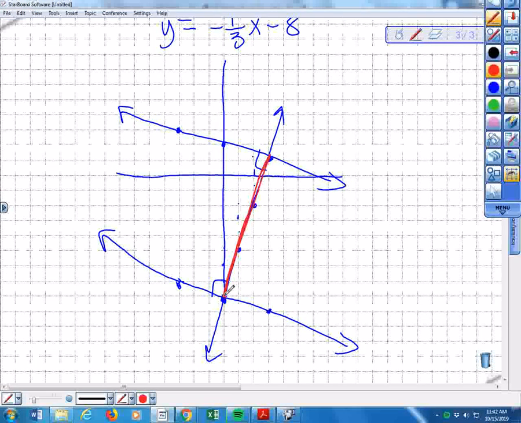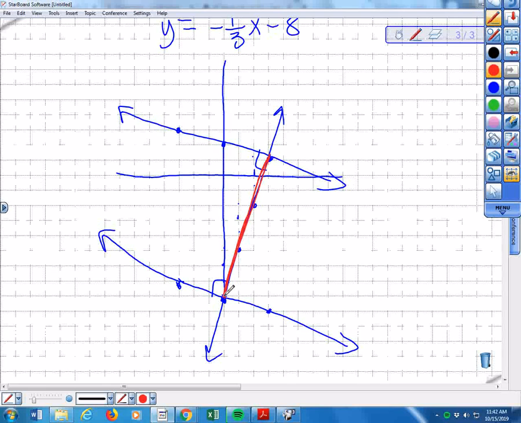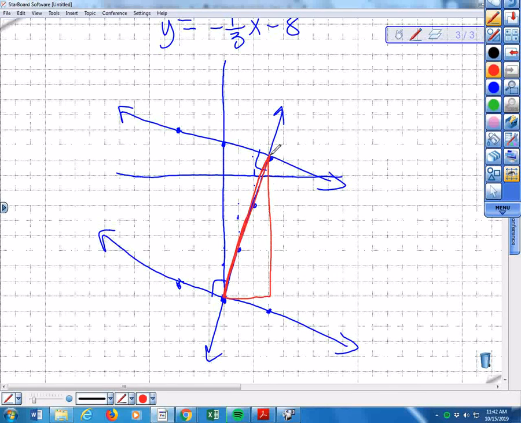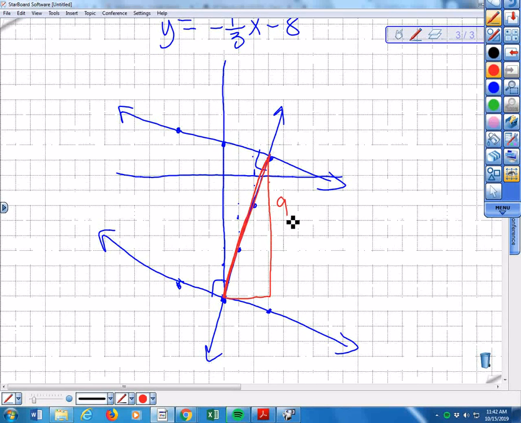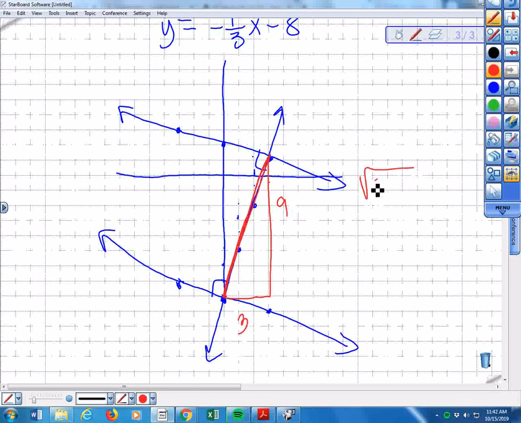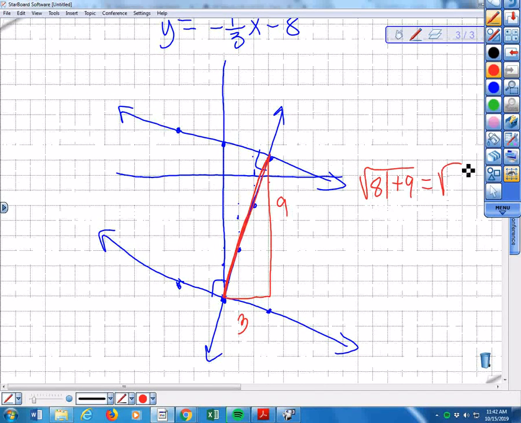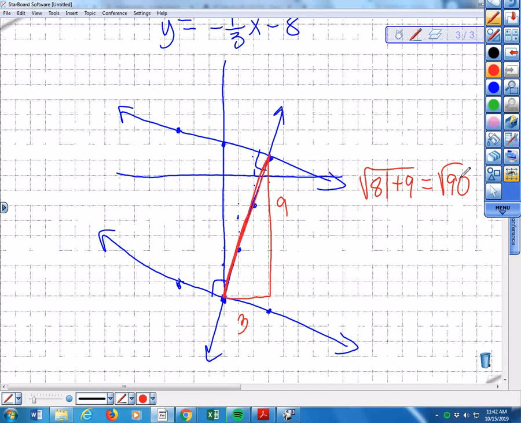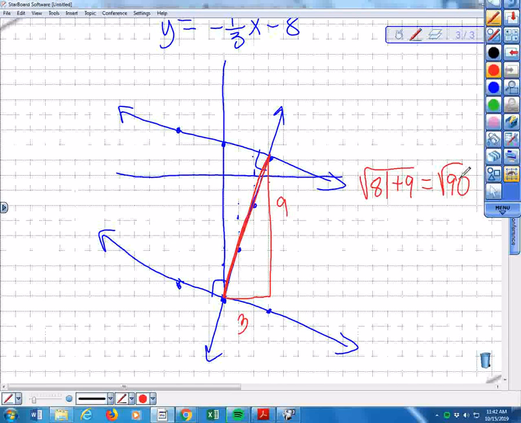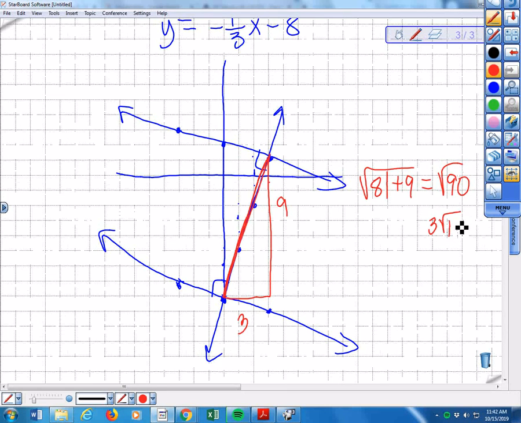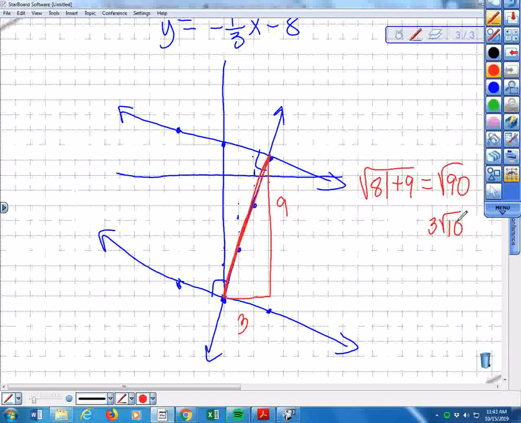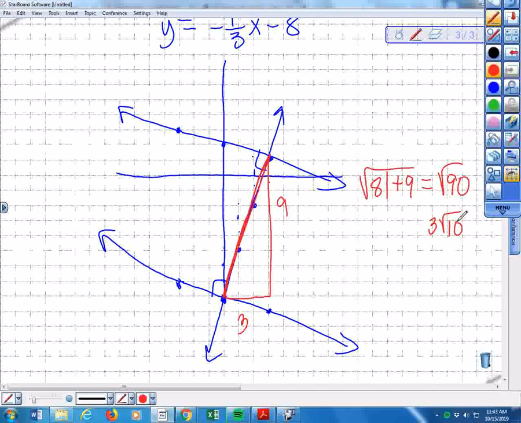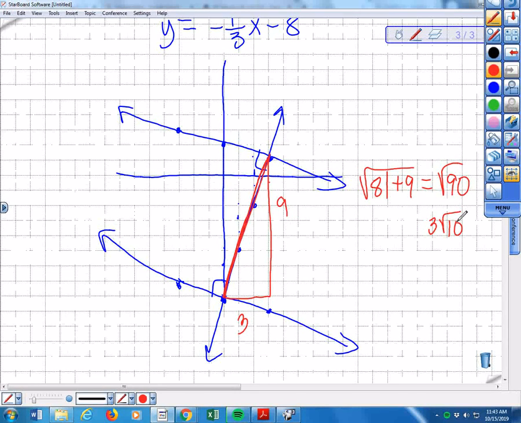So I could either use the points and plug them into the formula, or I just draw my triangle. That's 1, 2, 3, 4, 5, 6, 7, 8, 9. 1, 2, 3. So it's the square root of 81 plus 9, which is the square root of 90. I should simplify this, but we haven't talked about how to reduce radicals in this class. You guys should know it, but technically this is 3 square root of 10. But the square root of 90 will give you the right answer here.